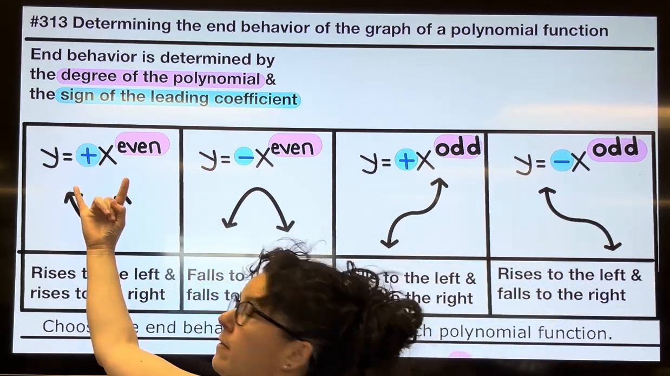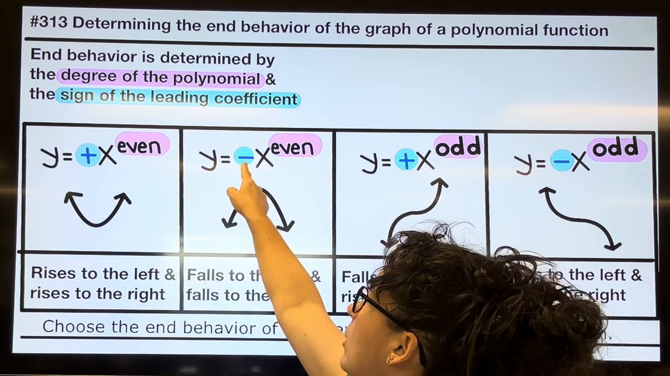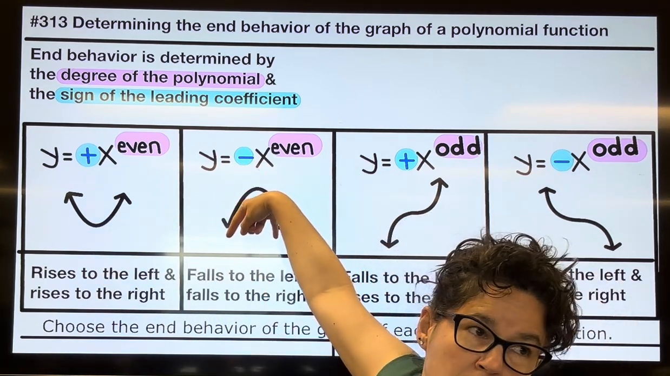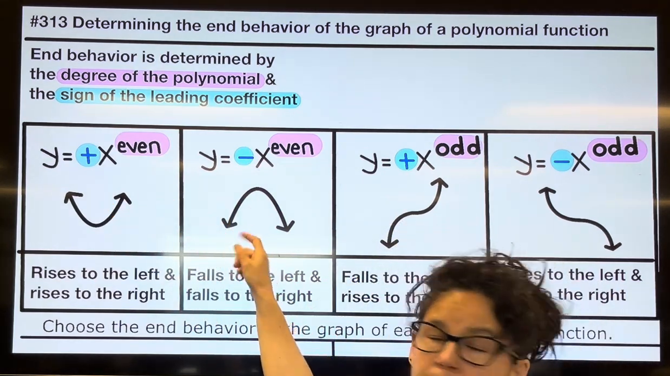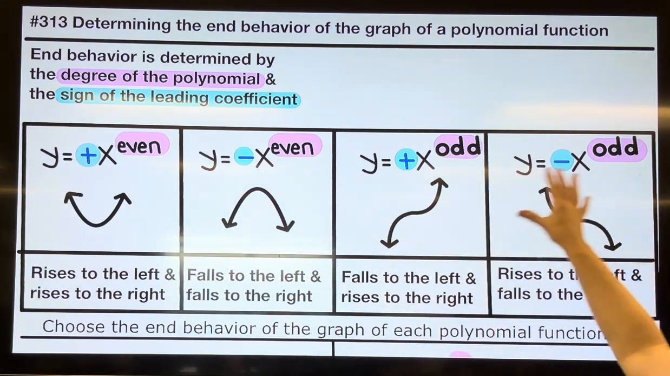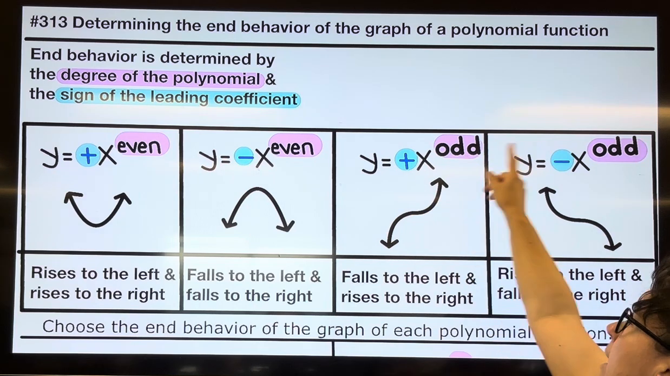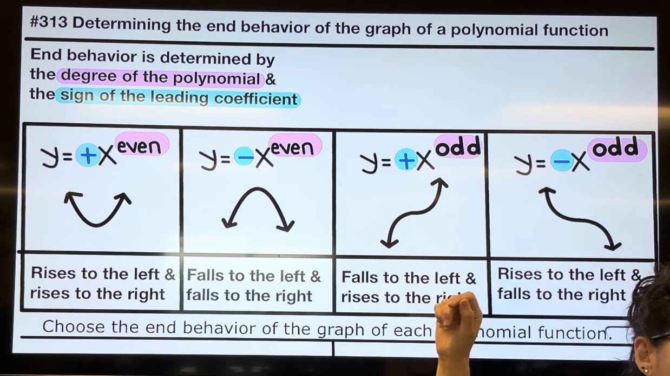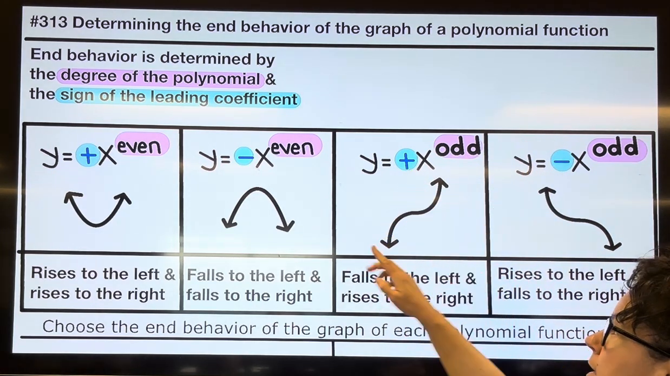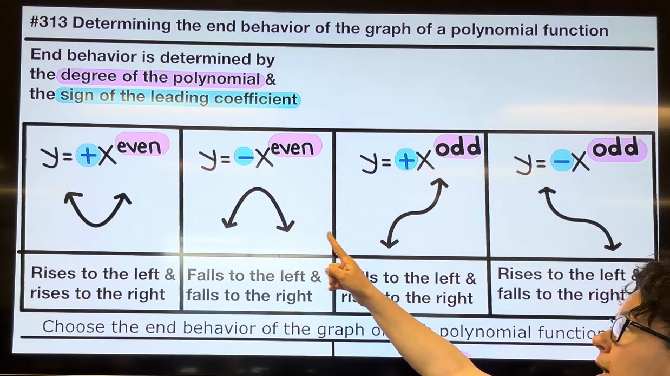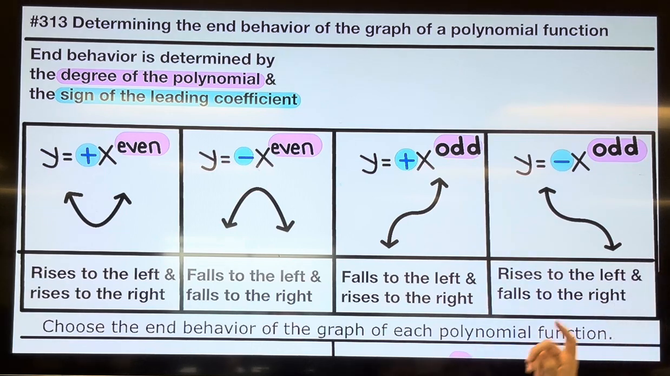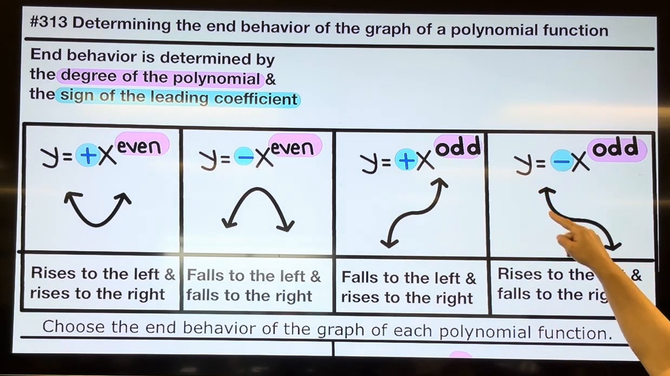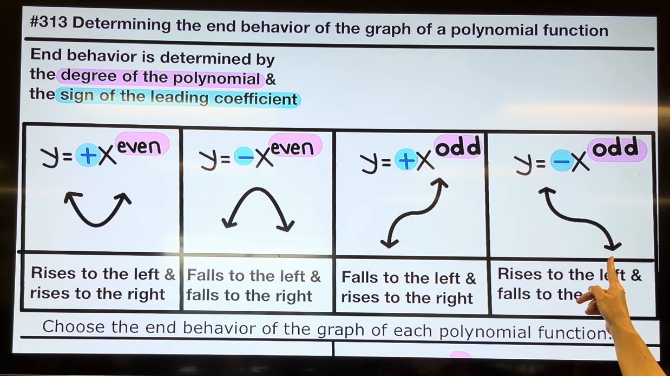When it's positive, the ends are both up, and when it's negative, the ends are both down, which is the same as a parabola. And then for an odd function, if you know the exponent is odd, you have one up, one down. If it's positive, if you look at this from left to right, your eyes eventually go up. And if it's negative, your eyes eventually go down.